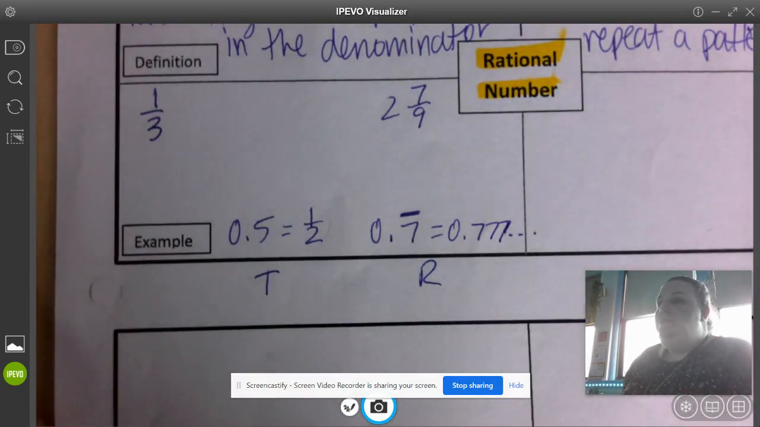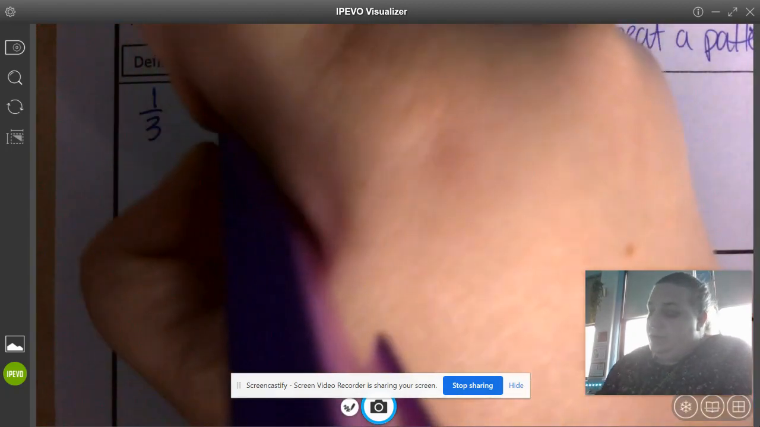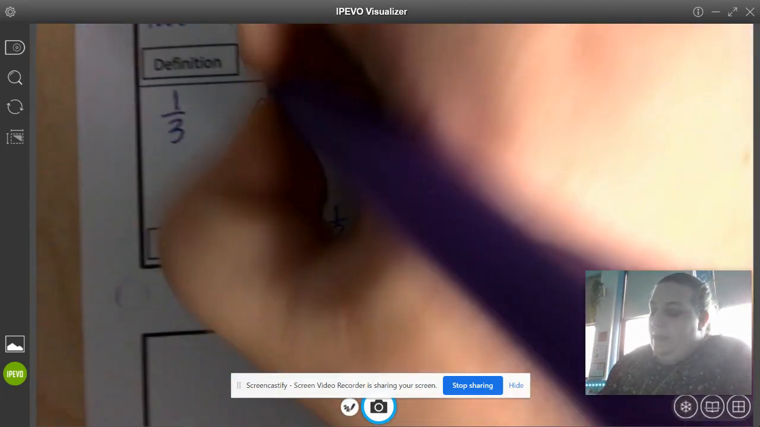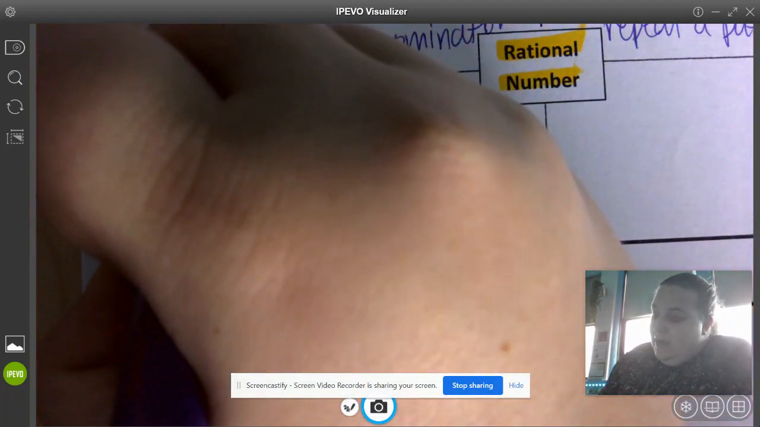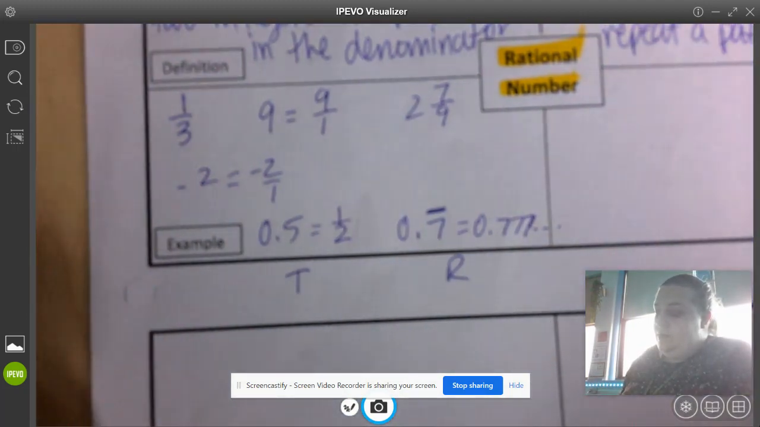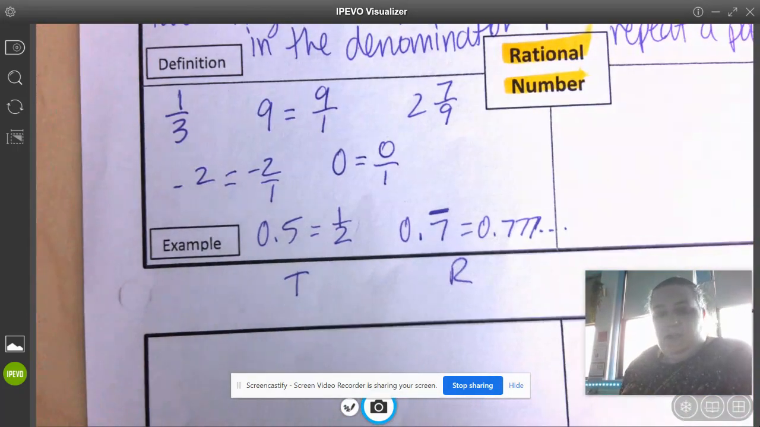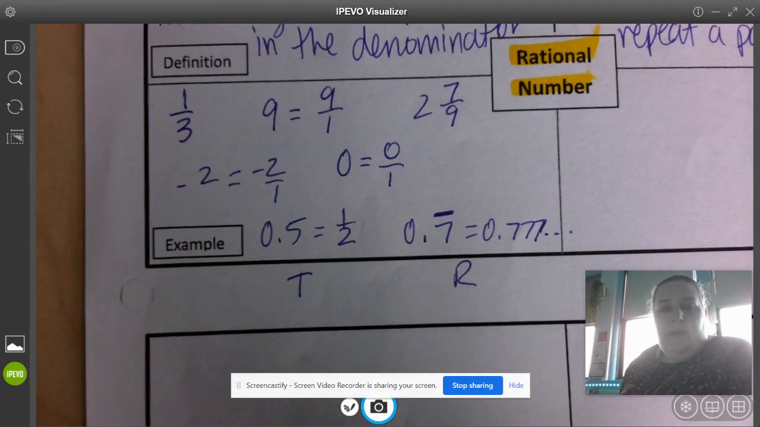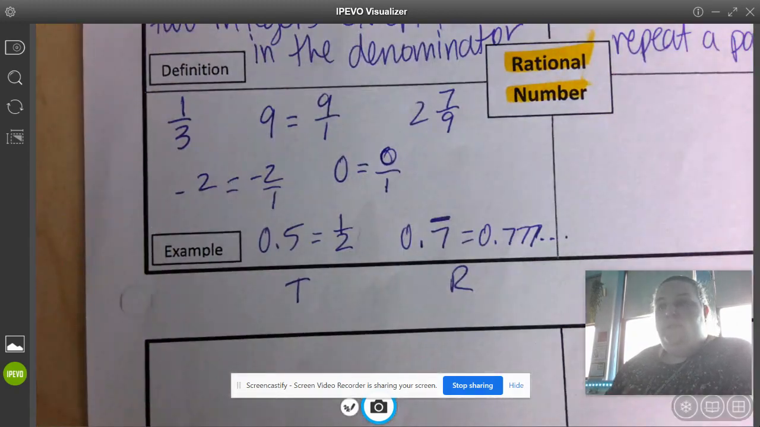Okay. Some other examples would be, once again, positive or negative whole numbers. So let's do positive 9, and that can be written as a fraction of 9/1. We could also have negative 2, because that could be negative 2/1. 0 is also included in this because we can write it as a fraction of 0/1. 0 divided by 1 would just be 0. Once again, you can have 0 in the numerator, but not the denominator.